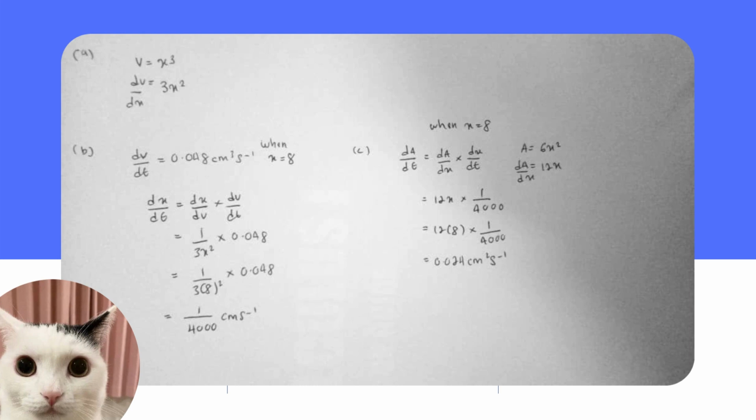We substitute 12x times 1 over 4000, and x equals 8, so 12 multiplied by 8 multiplied by 1 over 4000, and exactly we get the answer 0.024 cm squared per second.